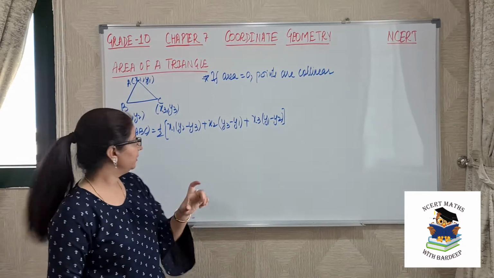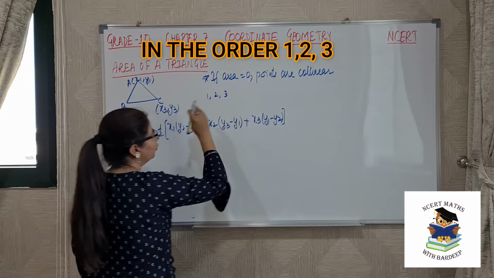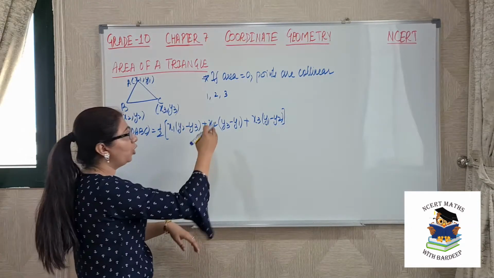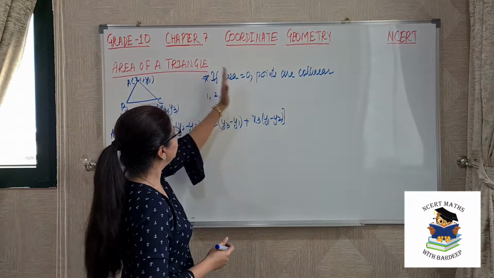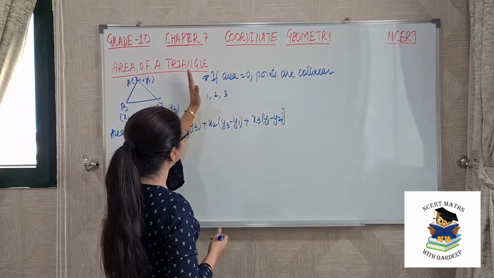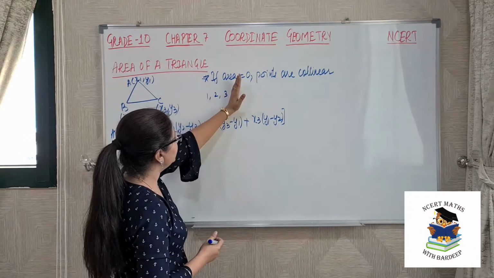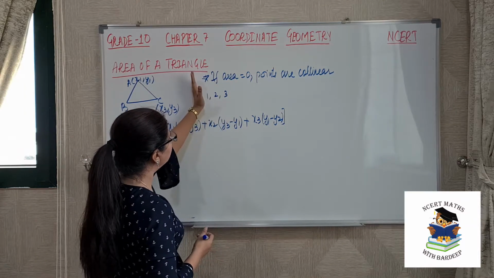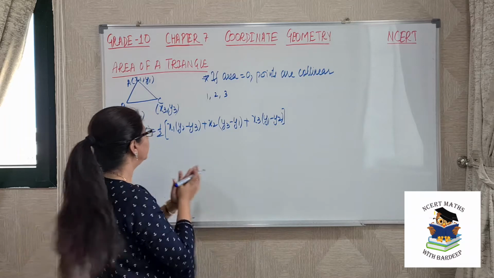I will give you one trick. Coordinates will always be in the ratio 1 to 3. Okay, so order is always like this: 1, 2, 3, then 2, 3, 1, and then 3, 1, 2. Okay, I repeat: 1, 2, 3, then 2, 3, 1, and then 3, 1, 2. So in this order, you should always take your vertices.